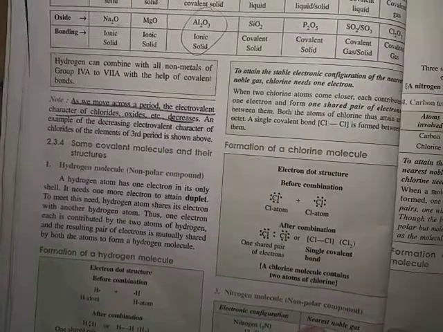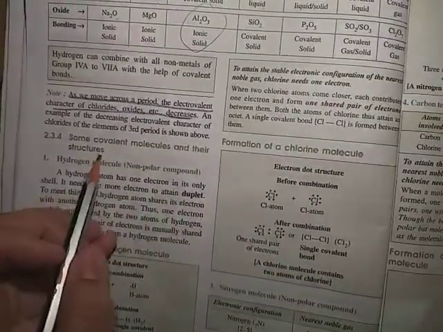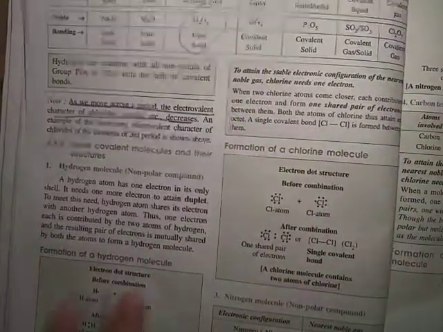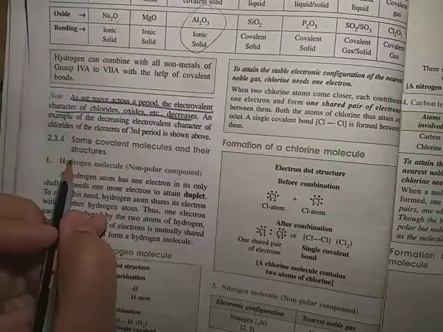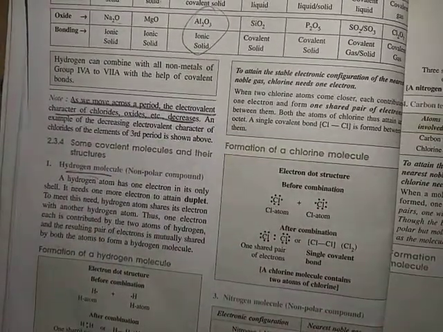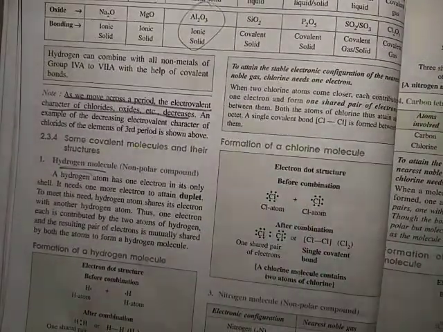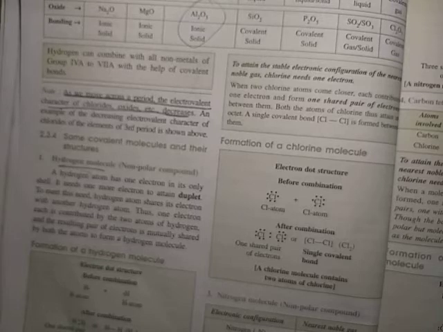Okay, now let's move on to attaining the stable electronic configuration. This is a part of this topic. So now let's move on to the structures, starting from the hydrogen molecule. Your homework is to practice. You have to make these diagrams at home yourself, in a rough notebook. I am also making them to show in the video. You also have to make all these diagrams on your own in a rough notebook, right?